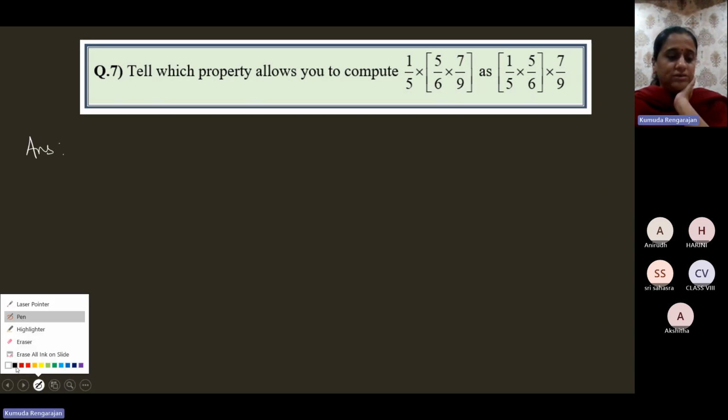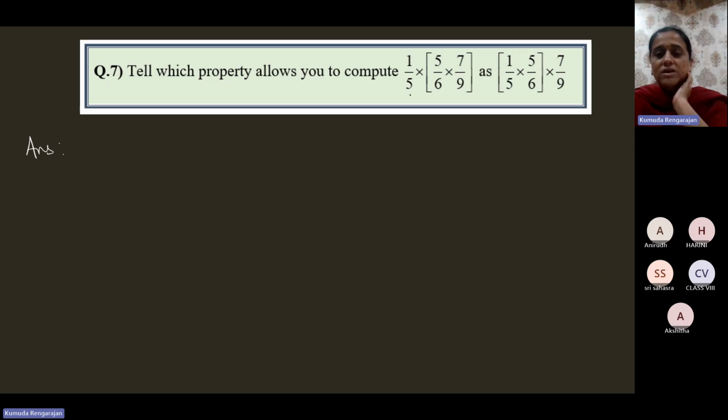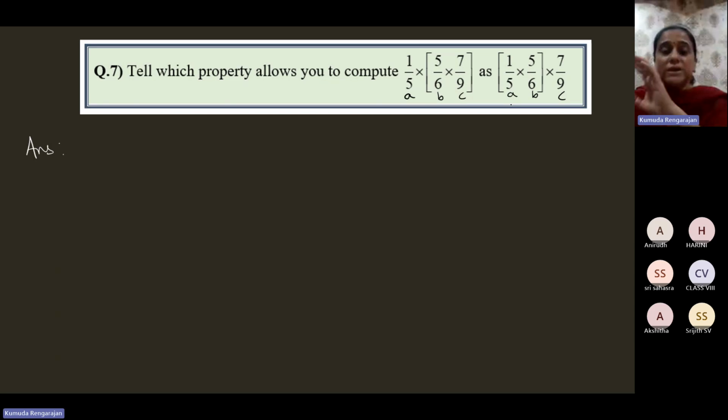Because you can see three rational numbers: 1 by 5, 5 by 6, 7 by 9. While multiplying, they are grouped in different ways. Whenever we consider three rational numbers and multiply them by grouping or ordering them in a different way, we get the same answer. And the property is associative property of multiplication of rational numbers.